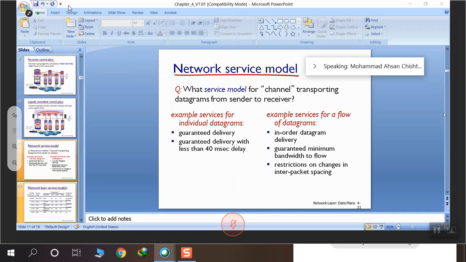So all these abstractions are provided by the network layer to the upper layer. Whether you are using virtual circuits or not, whether it's in order or not, whether there is a guaranteed delivery or not, whether there is a guarantee of minimum bandwidth or not, whether there is feedback about congestion and things like that. This abstraction is done by the network service model for the higher layer protocols.